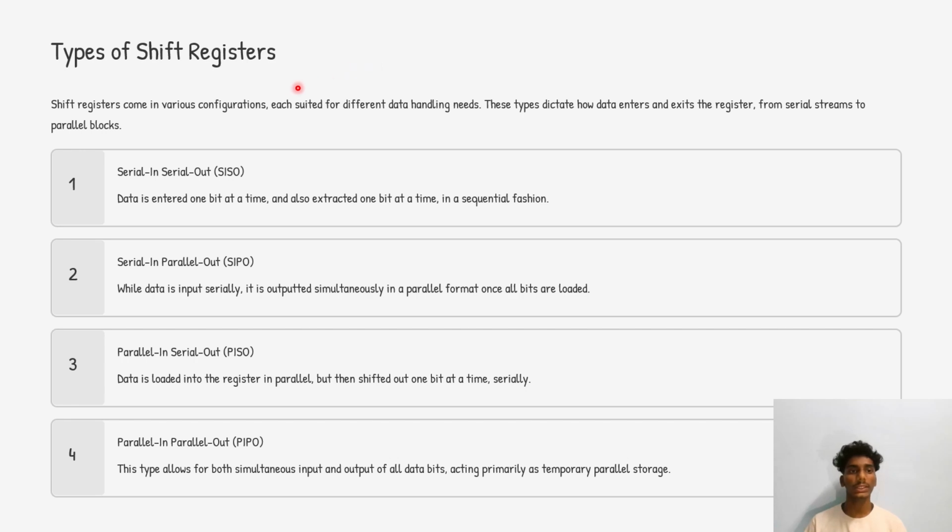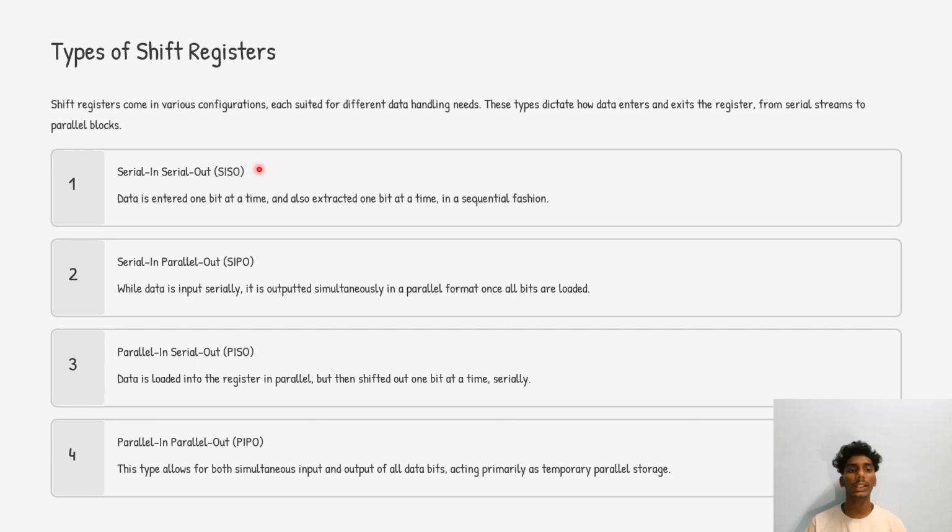There are types of registers. Shift registers come in various configurations, each suited for different data handling needs. These types dictate how data enters and exits the registers, from serial streams to parallel blocks. The first one is serial in, serial out.